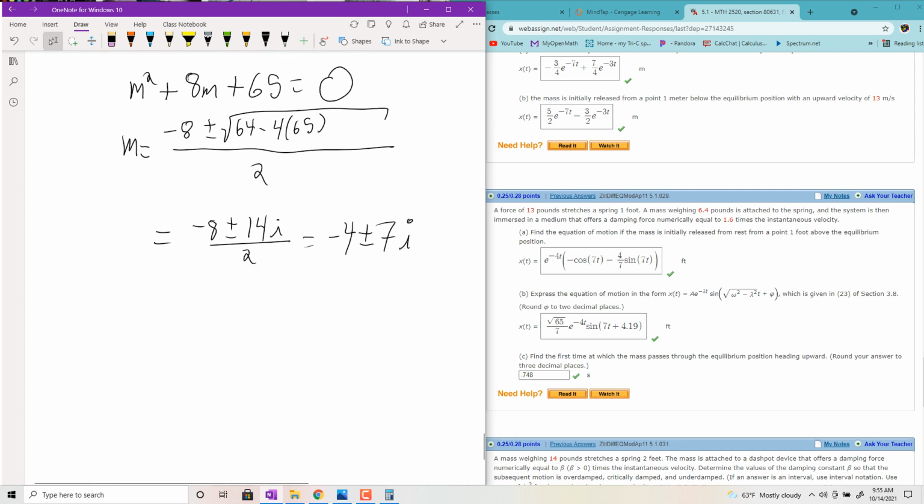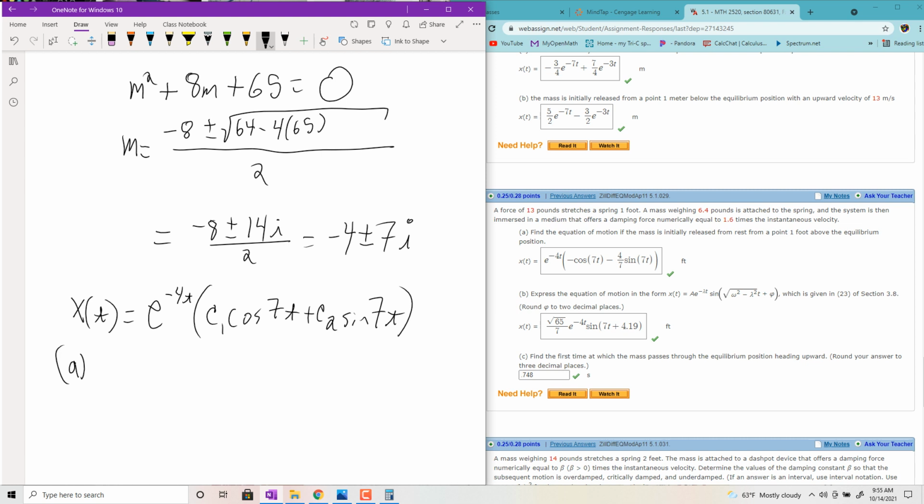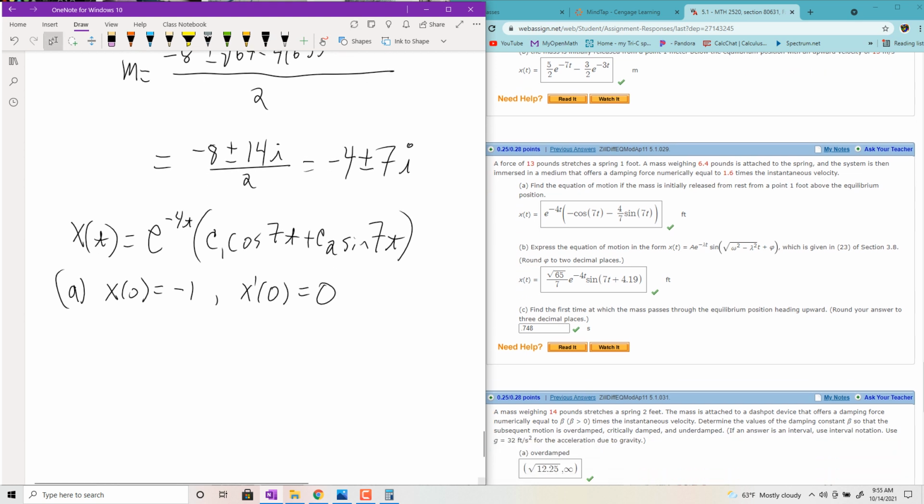So my solutions give me the underdamped version. It'll be e to the -4t times c1 cosine of 7t plus c2 sine of 7t. I'm tasked with finding the equation of motion in part A if the mass is released from rest at a point 1 foot above equilibrium. So x of 0 is 1 foot above, that means it's negative 1, and then x prime of 0, it's at rest initially, so just 0.